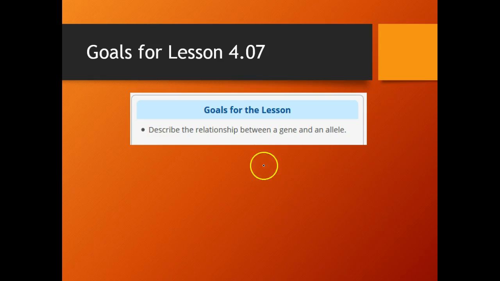So the goal for this lesson is very simple. We just want to make sure that you understand the relationship between a gene and an allele.